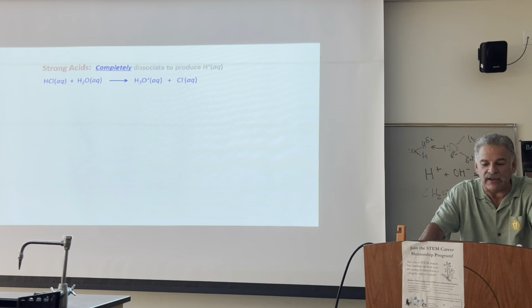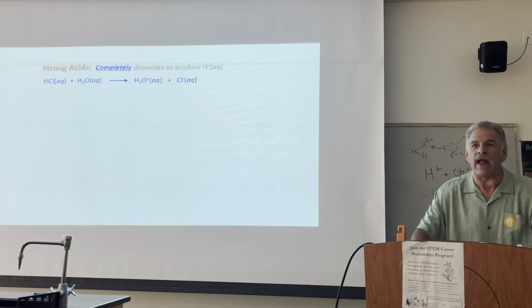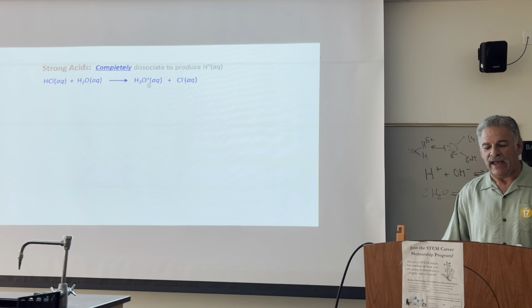Strong acids completely dissociate to produce H+. Okay, we keep saying that. Strong acids separate into ions. HCl is a strong acid, so it's going to separate into ions. And again, we form the hydronium ion and Cl minus.